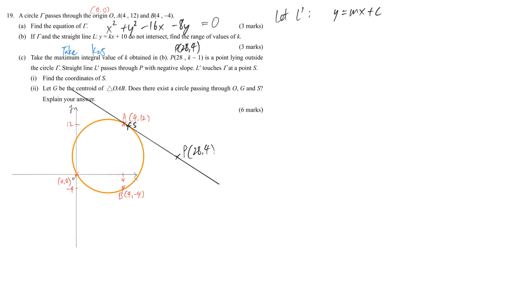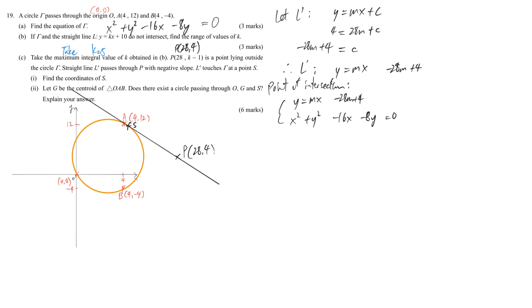Because it passes through P, we know that when x equals 28, then y will equal 4. So it's easy to make c the subject. So c is equal to negative 28m plus 4. Therefore, the equation of L prime should be y equal to mx plus c, that means mx minus 28m plus 4 here. Then we can start to consider the point of intersection, fulfilling the tangent requirement and at the same time the circle requirement.